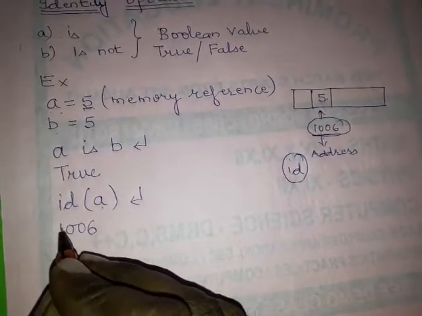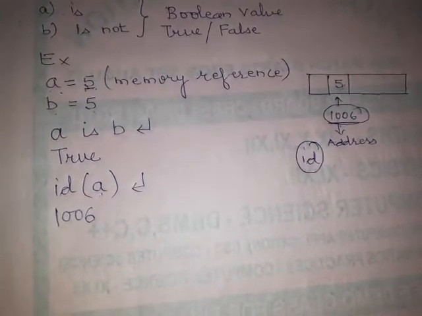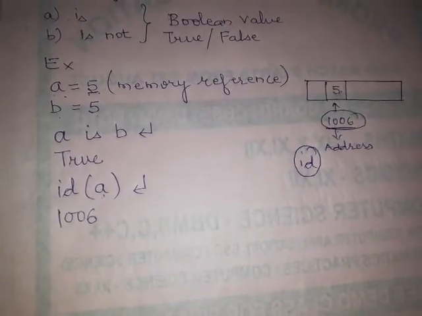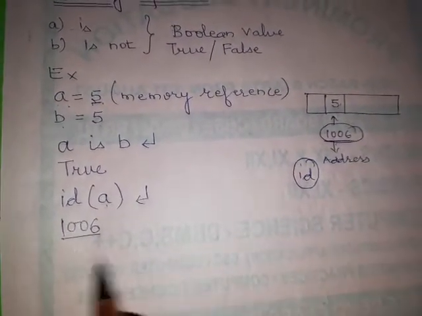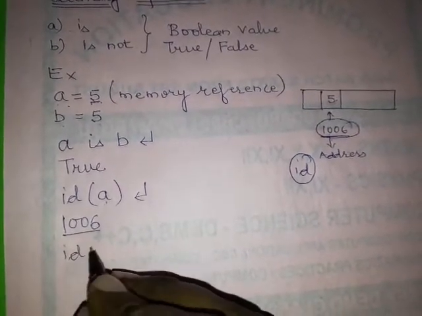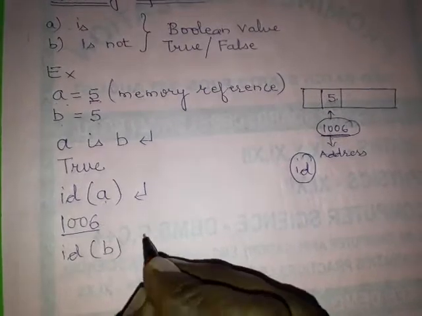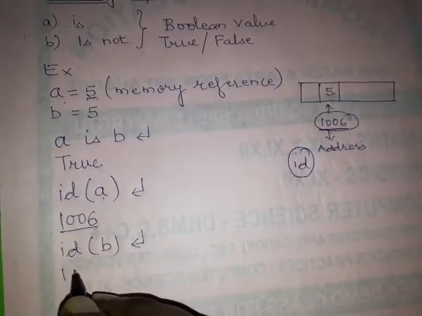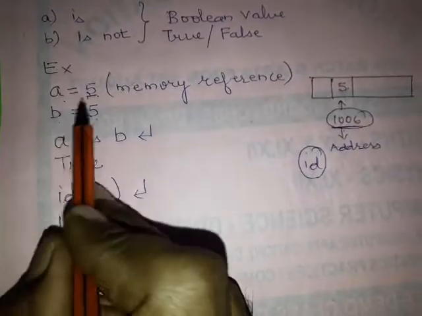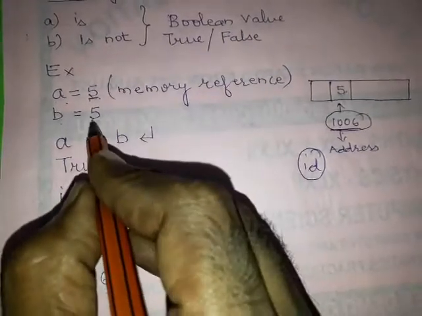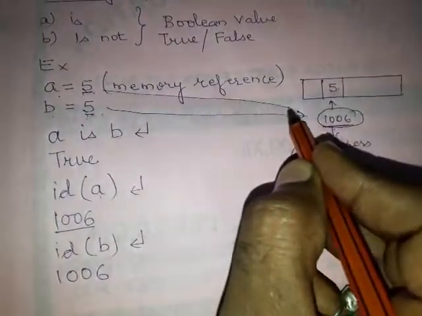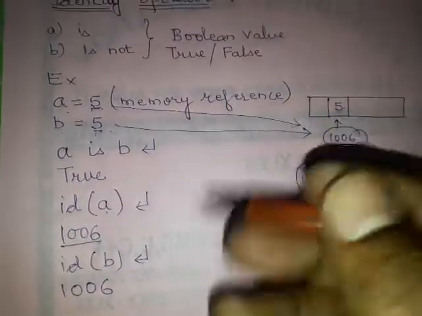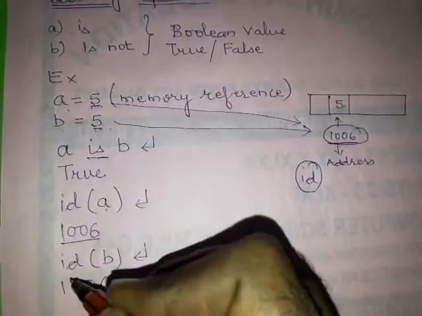Your computer will give some other memory address. It is not the actual address, it is not fixed, it depends on your computer. But it will give this value according to my example. And if you write id of b and press enter, again it will give the same address. It means variable a and variable b are both referencing the same memory location. That's why a is b returns true.